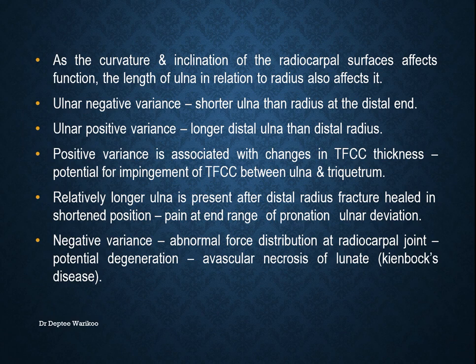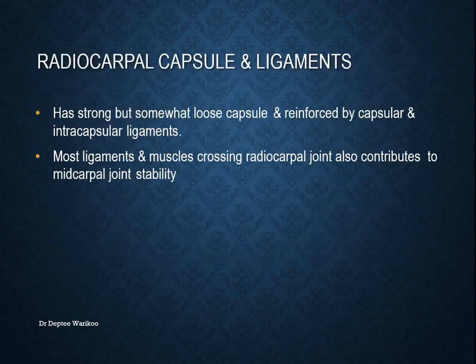Ulnar negative variance may result in abnormal force distribution across the radiocarpal joint. That will potentially cause degeneration at the radiocarpal joint. So we could say negative ulnar variance may lead to some degeneration, which may lead to abnormal force distribution at the radiocarpal joint, and there could be avascular necrosis of the lunate, that is Kienbock's disease. So when there is Kienbock's disease, there is a possibility of having a negative ulnar variance.